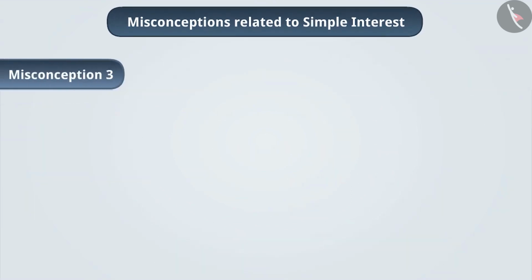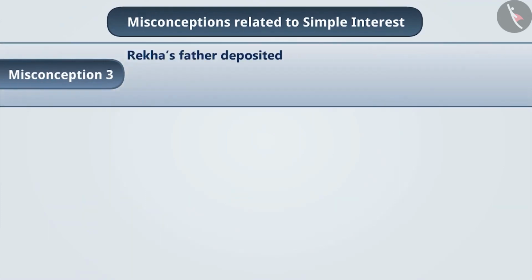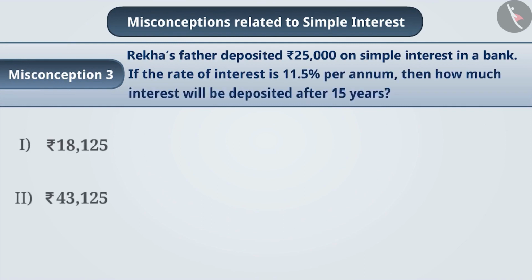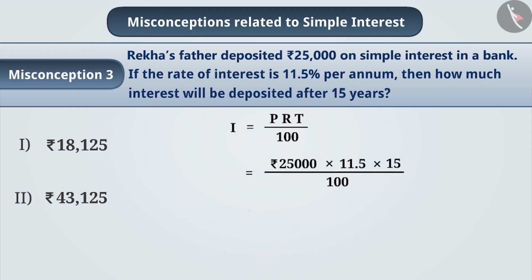Misconception 3. Rekha's father deposited rupees 25,000 on simple interest in a bank. If the rate of interest is 11.5% per annum, then how much interest will be deposited after 15 years? We will solve this example by using formula of simple interest. Here simple interest is equal to I is equal to PRT by 100, which is equal to 25,000 into 11.5 into 15 divided by 100, which is equal to rupees 43,125.